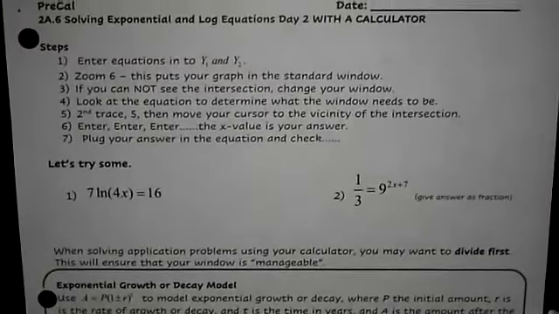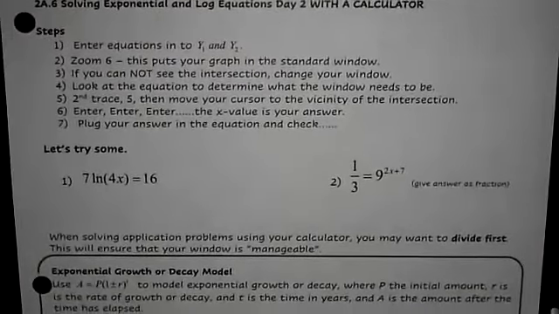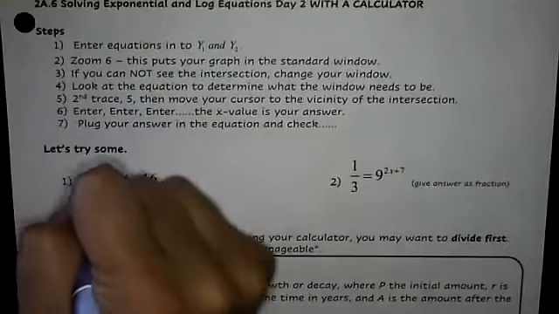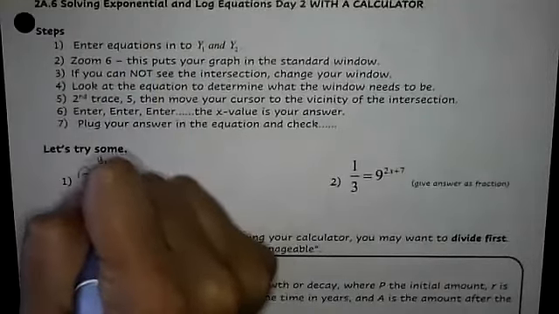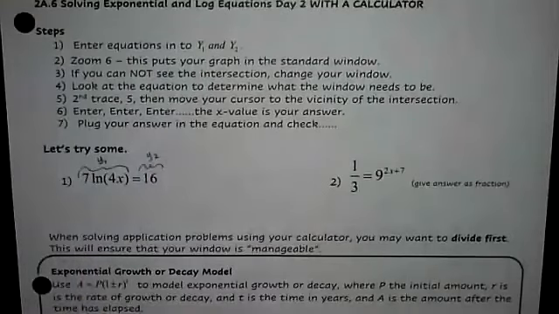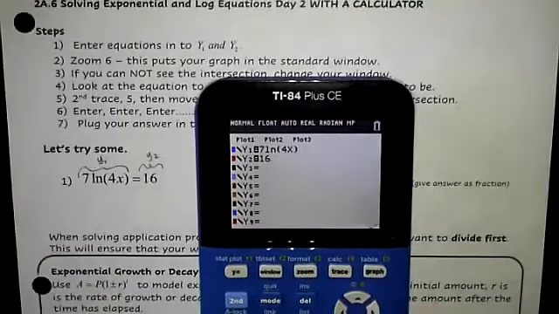All right, we solved exponential and logs last class, and we're going to continue to solve some today. First, we're going to start with a little cheat. You can use the calculator to assist you in solving by entering the equations into y1 and y2. The steps are listed right here. But basically, we take one side of the equation and put it into y1 and the other into y2. So I would plug in 7 natural log of 4x into the y1 and 16 into the y2, like I've done here.